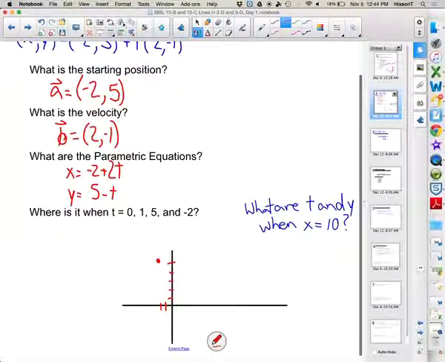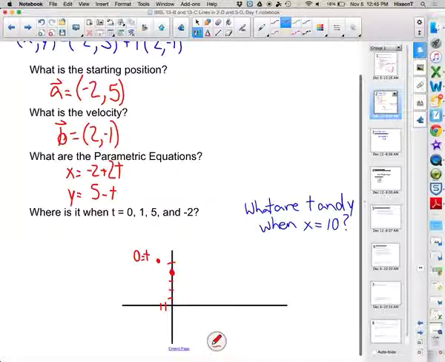Now, one thing that you should get into the habit of doing, if you're graphing these, is put the time next to the point. Put your times next to the point. So there's our time equals 1. Where would we be when the time equals 0? Where would we be at time equals 1? 0, 4. Notice our velocity is 2, -1, so we're going to move forward 2 and down 1, right?